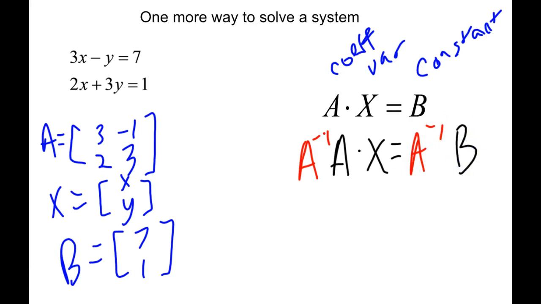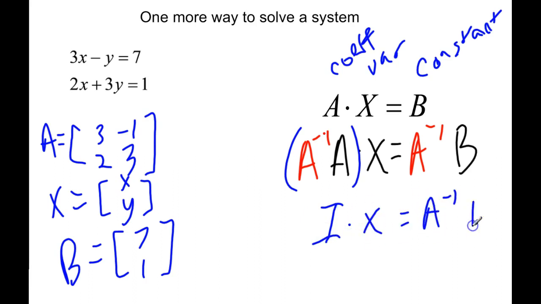And you may remember what this does. When we have an inverse of a matrix times the original matrix, that always equals the identity matrix. So we have I times x, which equals the inverse of A times B. And the identity matrix times any matrix is just that matrix. It's kind of like multiplying by 1. So we get x equals the inverse of A times B. That is actually the name of our method. So we're going to use the inverse of A times B method.